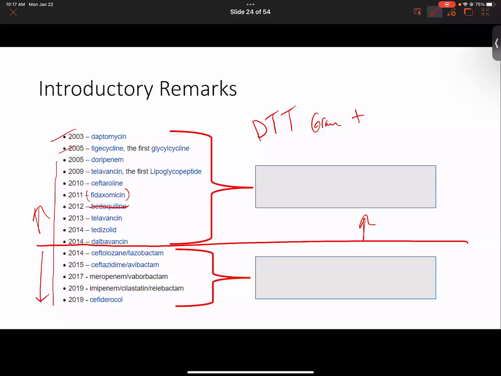How about down here? We'll take doripenem and throw Dory down here as well. Ceftolozane-tazobactam, ceftazidime-avibactam, meropenem-vaborbactam, and so on, cefiderocol. What are these targeting?